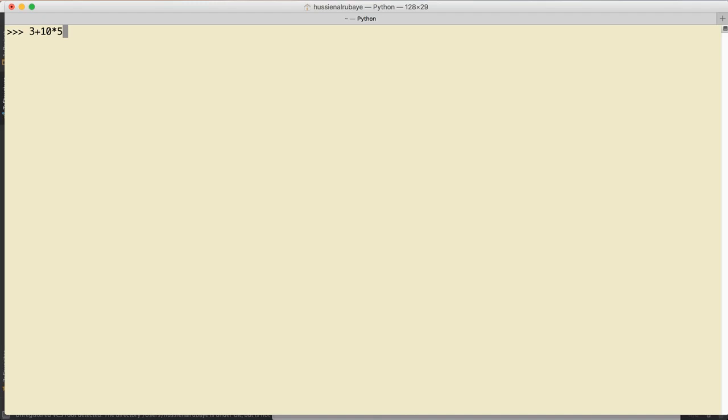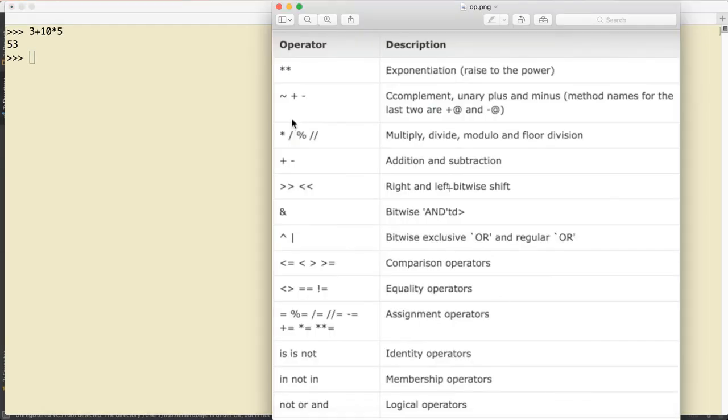You say, okay, 3 plus 10 should be 13, multiplied by 5. How much should that be? 13, 26, 26, and 26 should be 14, 50, 52, I think. But if you click here, it gives you 53. So why? This is one of the most common questions that many people ask themselves when they start programming.